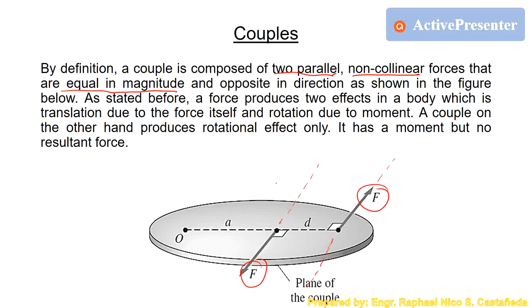A force produces two effects in a body, which are translation due to the force itself and rotation due to moment. But a couple is different. Why? Because a couple produces a rotational effect only. So it has a moment but no resultant force, unlike the moment of a force about a point.